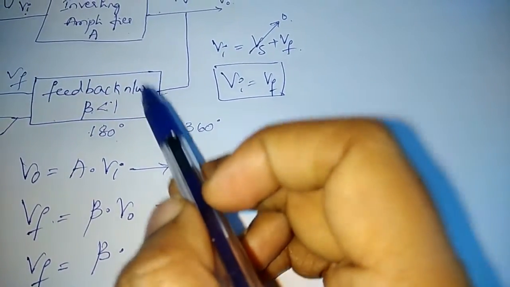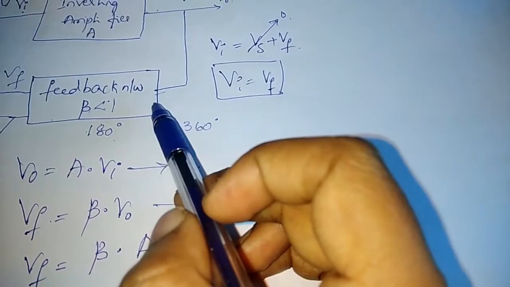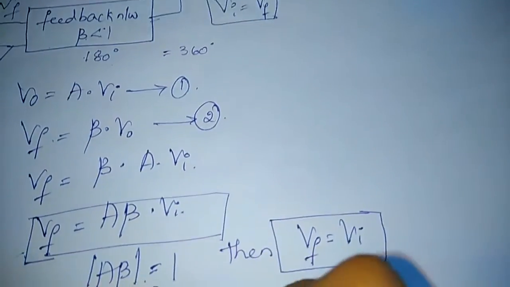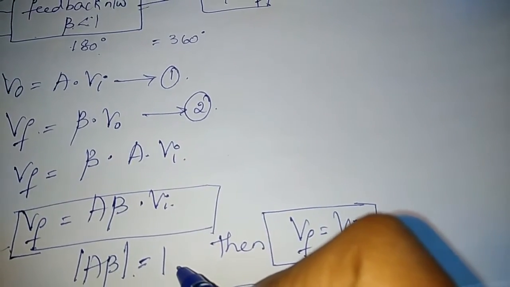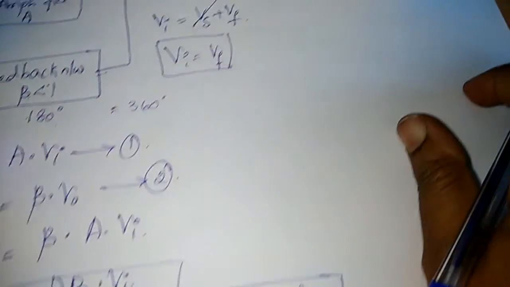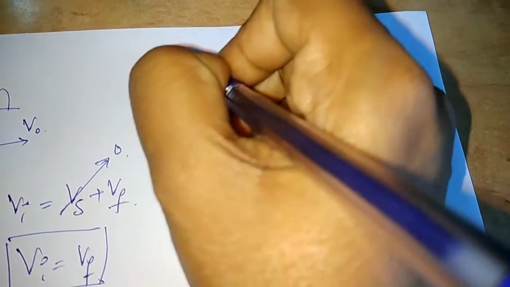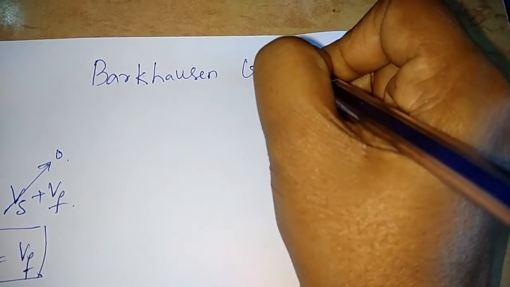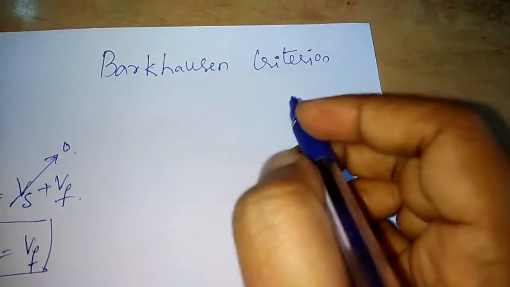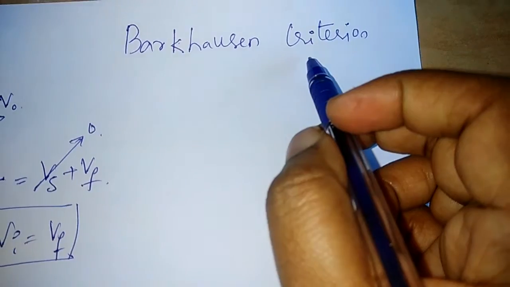If you want this circuit to operate as an oscillator, these two are the necessary conditions. And these conditions are called the Barkhausen criteria for oscillations. Okay, this is very important.